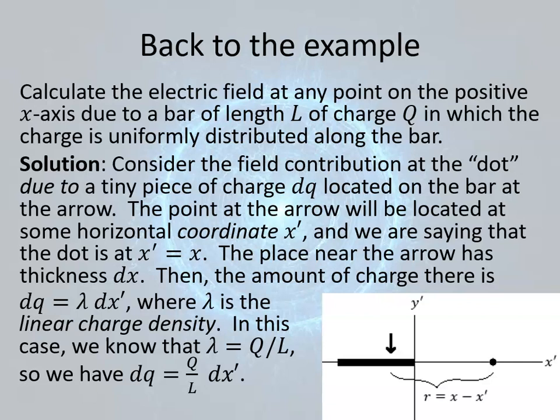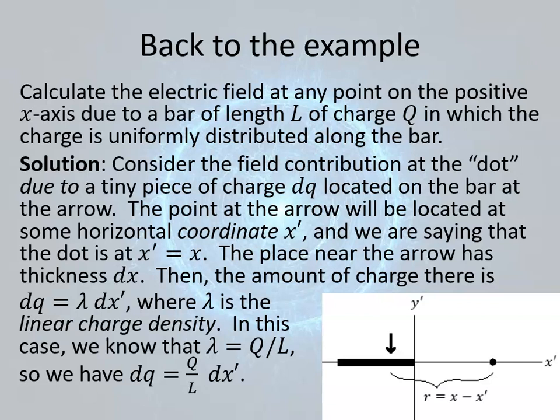So the amount of little bitty charge there is going to be given in terms of a linear charge density, which is usually signified by lambda, the lowercase Greek letter lambda. So the amount of charge that's there is equal to whatever the charge density is times the size of that charge, or that little bit of charge, I should say.